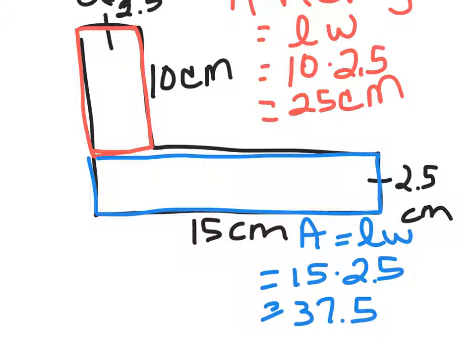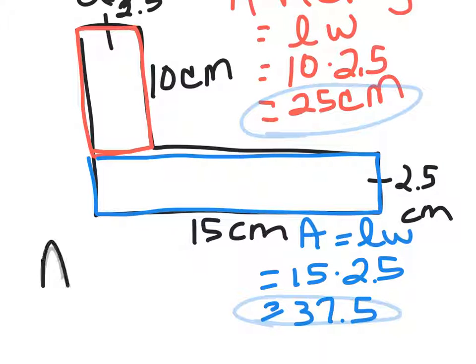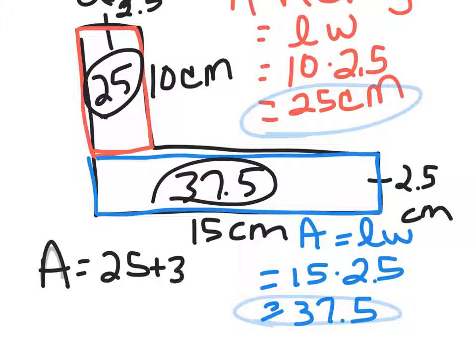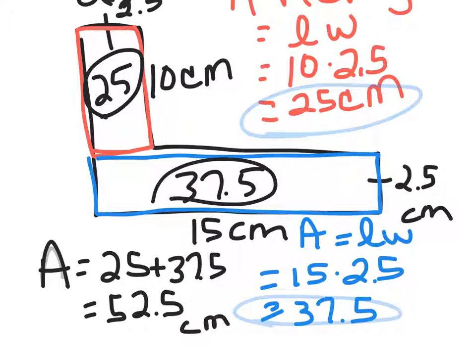Since this is a composite figure, I'm going to take these two numbers, add them together to get my total area. The total area of the entire shape is the 25, which was this rectangle, plus the 37.5, which was that rectangle. Adding those together, I get 52.5 centimeters squared as my final answer for the total area of this composite shape. Next, we're going to look at figure B.